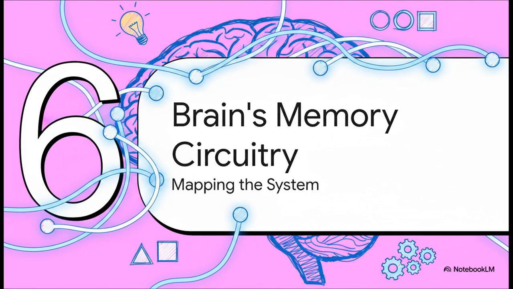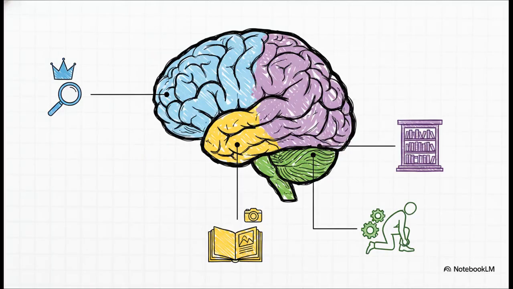Let's move into our final section, where we get to put it all together. Here, we're going to map these abstract functions onto the actual physical circuitry of the brain and see where all these processes really live. Okay, so let's take a tour. The frontal lobe, specifically that prefrontal cortex we mentioned, serves as the executive center. It's the king of retrieval for all memory types.